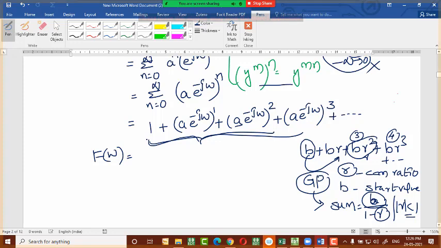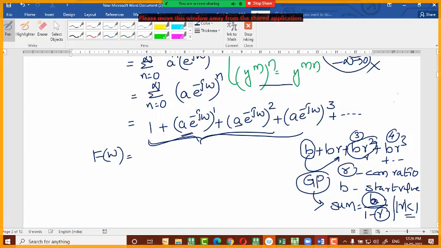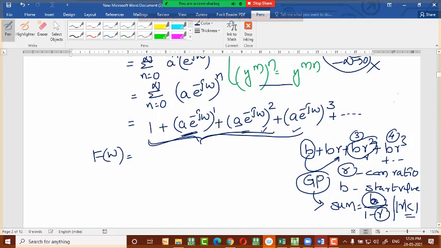Some first value is there. To get the second value, this first value has to be multiplied with what? A into e power minus j omega. 1 into A into e power minus j omega, you will get A into e power minus j omega. To get the third term, the second term should be multiplied again with A into e power minus j omega. Two times A into e power minus j omega is coming, that's why power 2 is there. Next, to get the fourth term, the third term has to be multiplied again with the common ratio, that is A into e power minus j omega. So in this particular sequence, we can tell geometric progression is available.